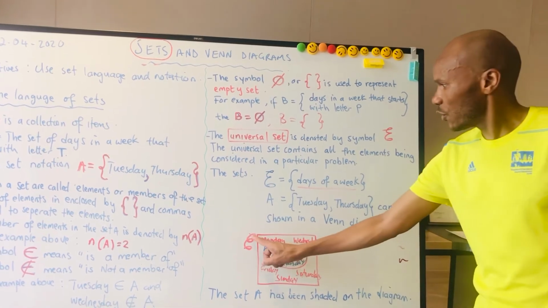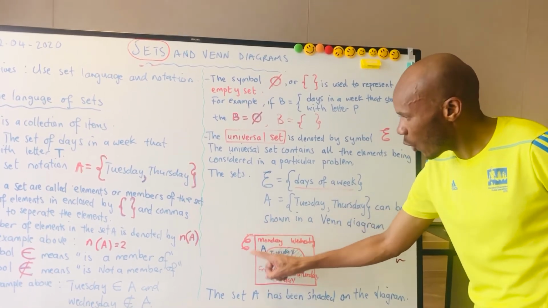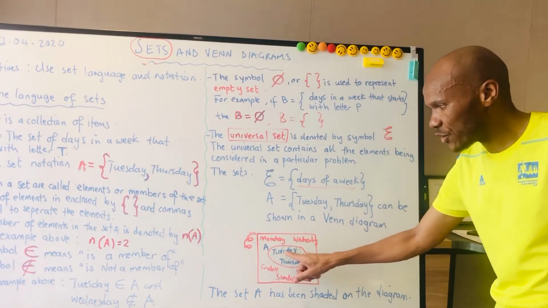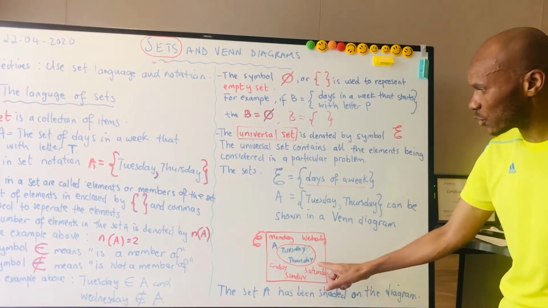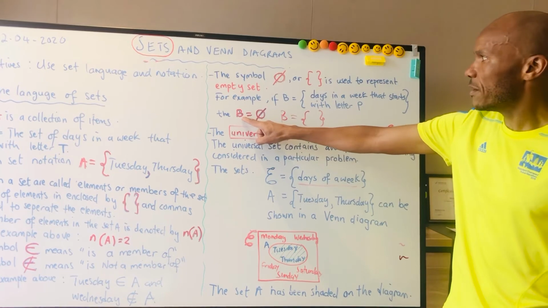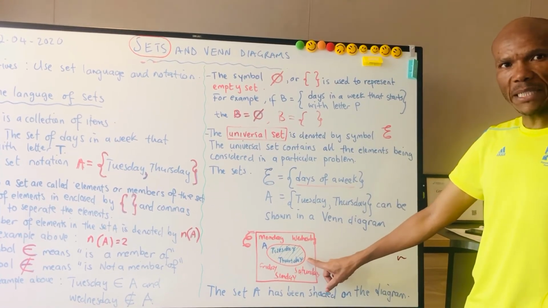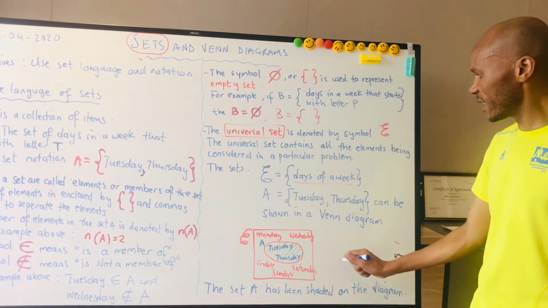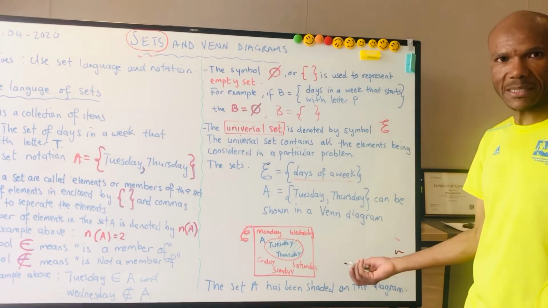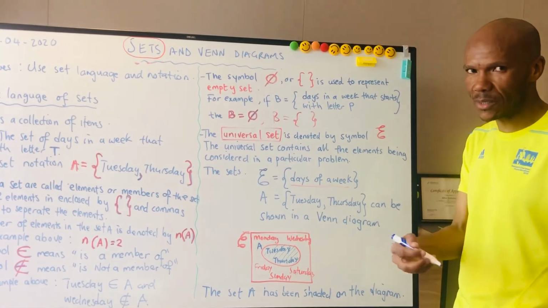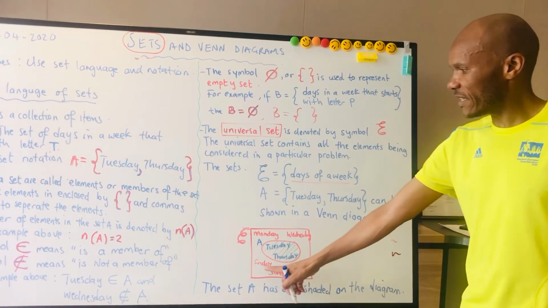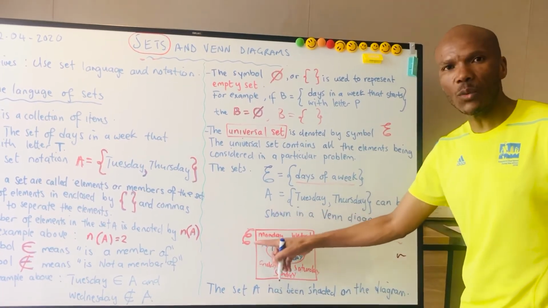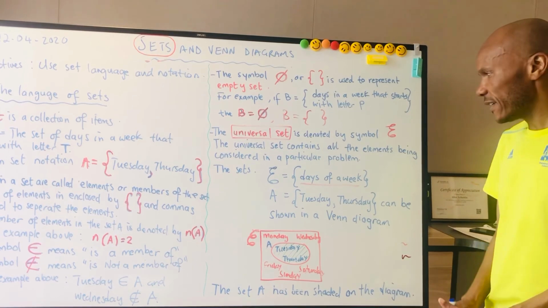So for instance, we represent it like this. This is all the days in a week inside, but then inside that we had A, which is Tuesday and Thursday. If we wanted to write B, we can't, because B is not there. But if we wrote, let's say C with Wednesday, for instance, the number of days that start with W, so we're going to have it there. W, and put Wednesday inside. So this is called a Venn diagram, which we are going to be discussing tomorrow.